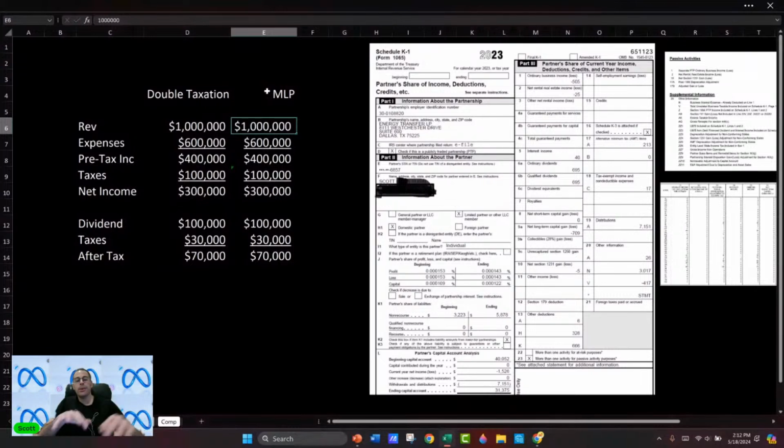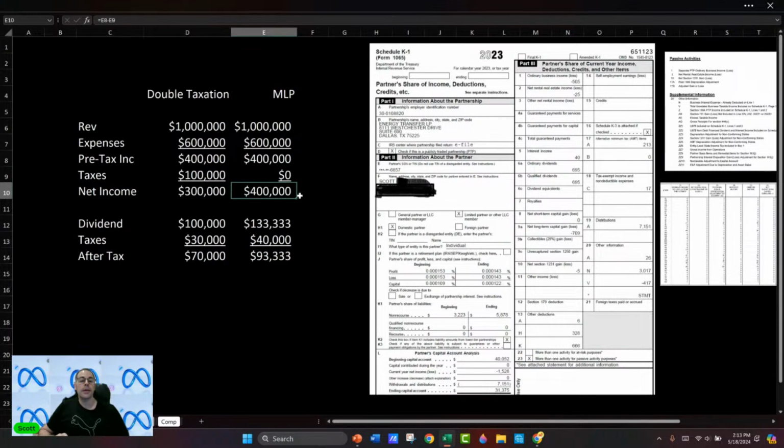But I'm going to go through my K-1, and hopefully you'll learn a lot. I know I'm going to learn a lot. So if this was an MLP, they usually pay a little in taxes, but let's just keep it at 0. They don't really pay taxes on a corporate level. I could explain later why you do see some taxes on their income statement, but it's usually really low, like 5% of their income.